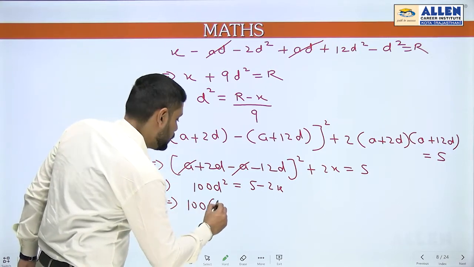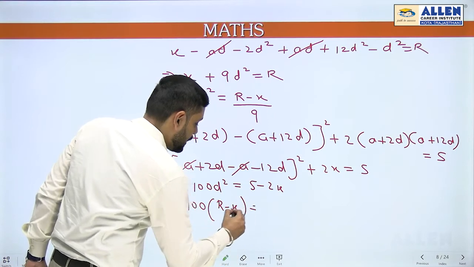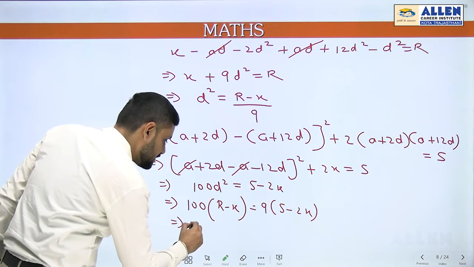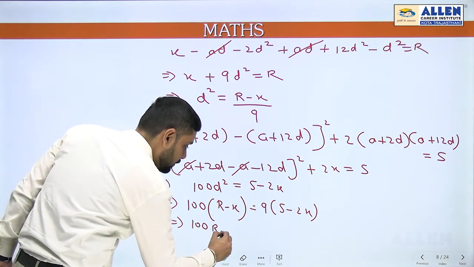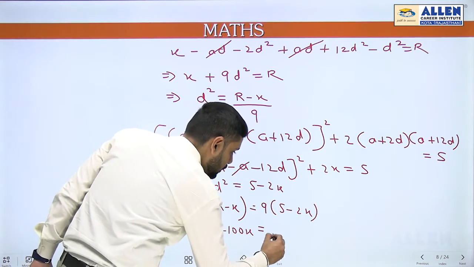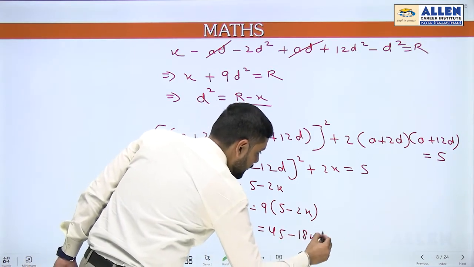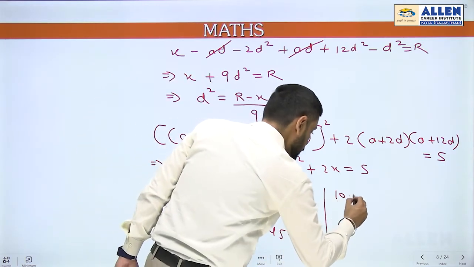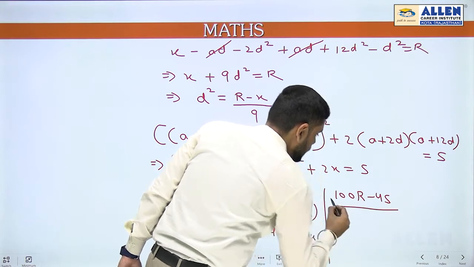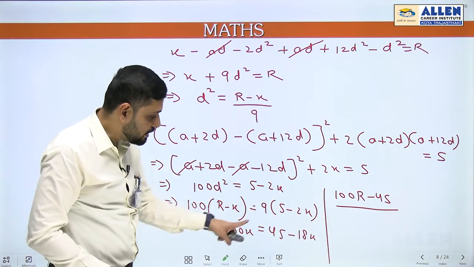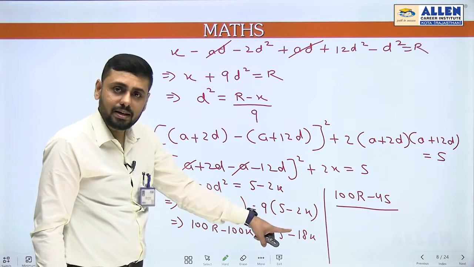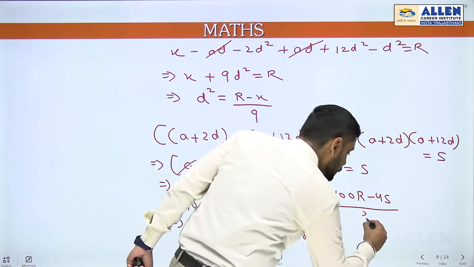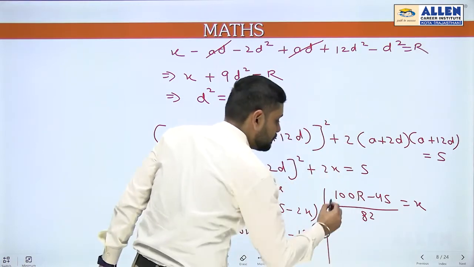We'll get 100 into (r minus x) upon 9; we'll cross multiply 9 here, and we'll get 5 minus 2x. So after simplification, 100r minus 100x equals 45 minus 18x. After further simplification, what will we get? We'll get 100r minus 45. This 45 we have taken here, and this 100x we will take there, so it will become plus 100x. So plus 100x minus 18x will be 82x. So we'll divide by 82, and this will be the value of x.